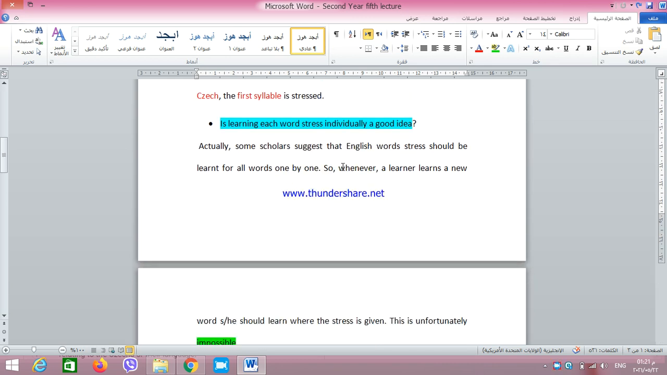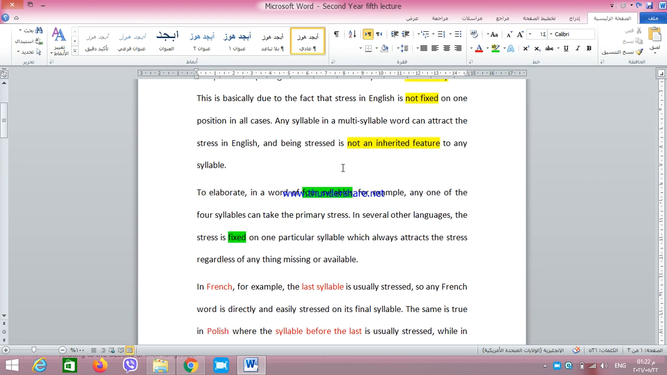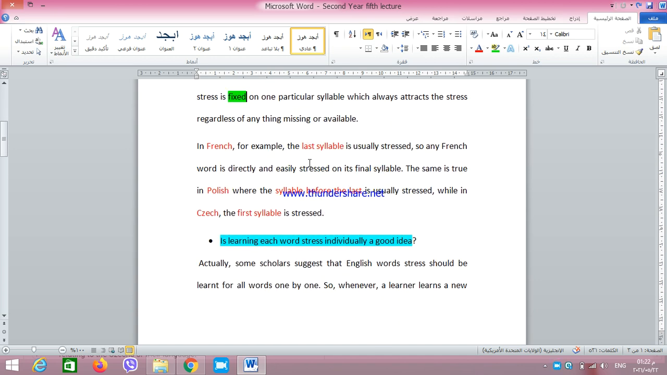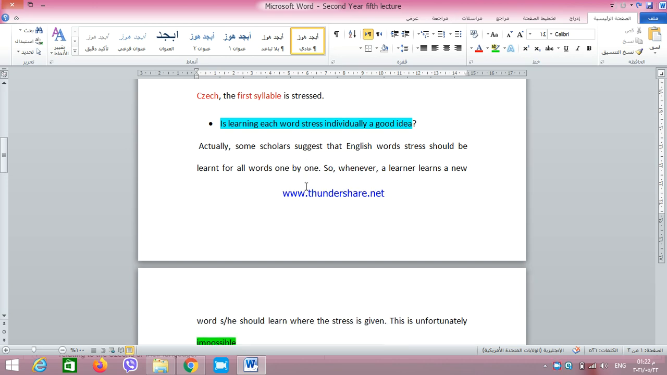But in English, it is not the case. It is a free position. So any one of the syllables we have in a word can take the stress. So, one suggestion given by some scholars is that in order to master the process of stress assignment or stress placement, learners should learn the position of stress in each word as they learn it. So whenever you come across a new word, an English word, you directly go and check where the stress is and you memorize it. You learn it by heart.